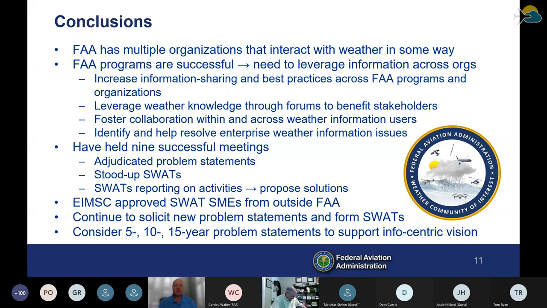We've had 9 successful meetings now. We've adjudicated problem statements, and we have more coming. We stood up our SWATs. The SWATs are reporting out on their activities and their proposed solutions, and we're moving along. Our steering committee approved that SMEs from outside the FAA can join the SWATs, which was great. We continue to solicit new problem statements, form new SWATs if we need to, and then look out in the future, the next 10, 15 years or so out to 2035.